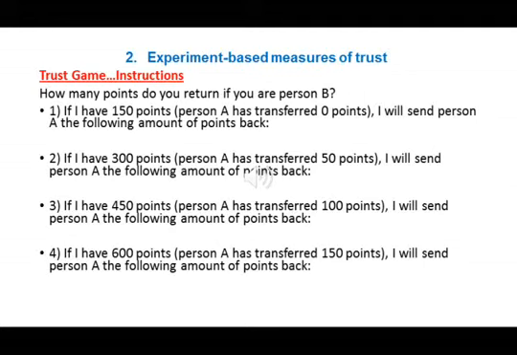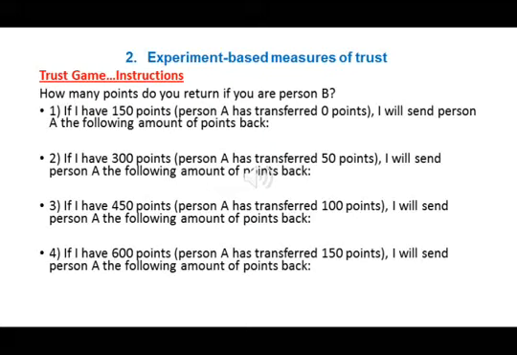The other possibility is if person A has transferred 50 points to him, which means that B now has 300 points. So he has to decide on how many points to return back to A, if any. The third possibility is that A has transferred 100 points, which means that B now has 450 points. So he also has to decide on how many points to return back. And the last possibility is that A might have transferred 150 points, which means that B now has 600 points.